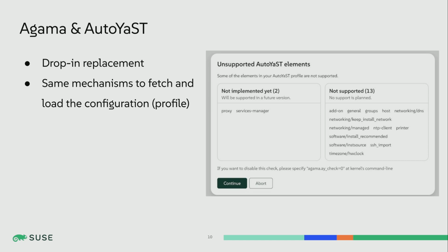This feature was introduced a few weeks ago. In this case, Agama has detected that it's working with an AutoYaST profile, and it tells you, okay, there are a few things that I don't know how to do. In this case, there are many AutoYaST elements that are not fully understood by Agama. And it also tells you on the left side that proxy and service manager will be implemented in the future, something like that. But these other elements are not supposed to be implemented in the future. The reason is that, as we have said, Agama is just an installer. It's not going to do any additional configuration and may not have exactly the same features that AutoYaST had. Okay?